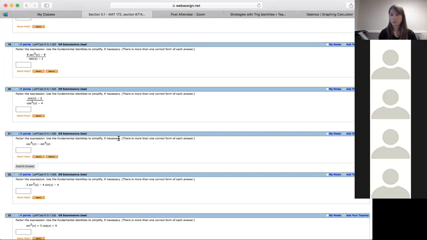So I'm going to write down 21 on the iPad and then I'll switch us over to the iPad. So notice we are looking at cosecant to the 4th minus cotangent to the 4th.